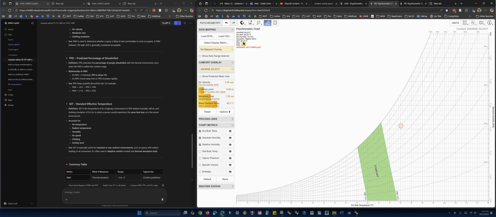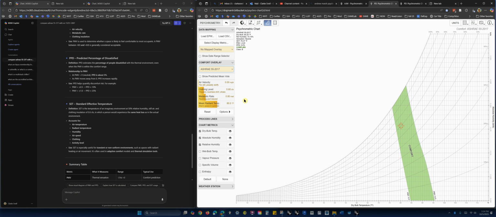So right now we're at a SET of 86.5, so I probably need a lower metabolic rate. So right here, at a metabolic rate around 1, clothing level of 0.6. So probably if I go to 1, it'll even be better. Now that takes us a little bit high. I have a SET that's the same as my dry bulb.